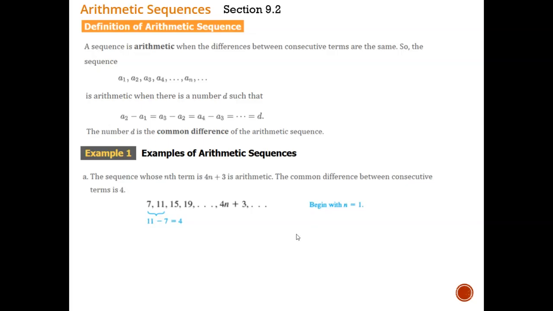Okay, so some examples, instead of just using our a values, let's look at another one. We have this sequence here, 7, 11, 15, 19.